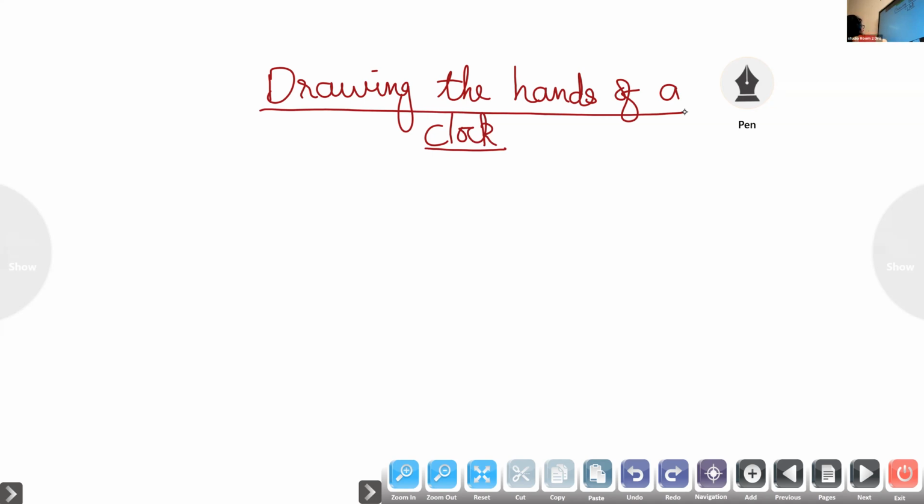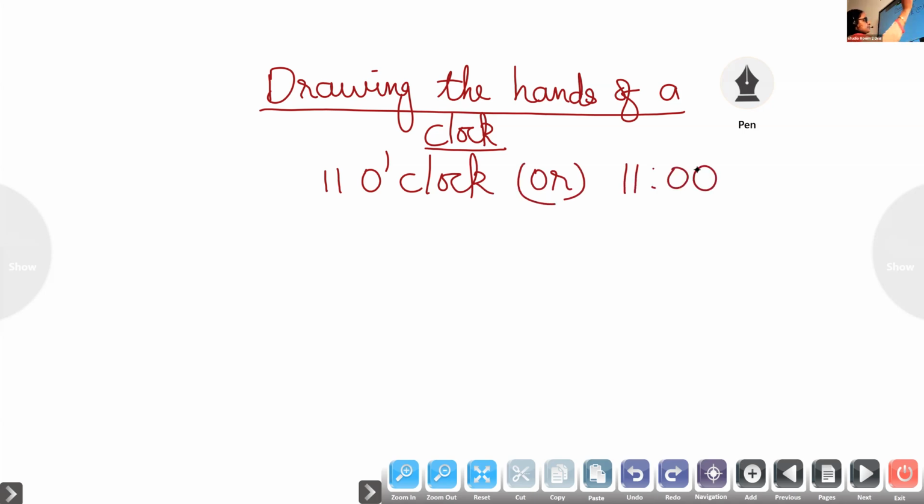Okay, so I'm going to give one time over here. Let it be 11 o'clock, or you can also write it as 11:00. Both are 11 o'clock. Suppose the time is given as 11 o'clock. The first thing you have to do is draw a clock.